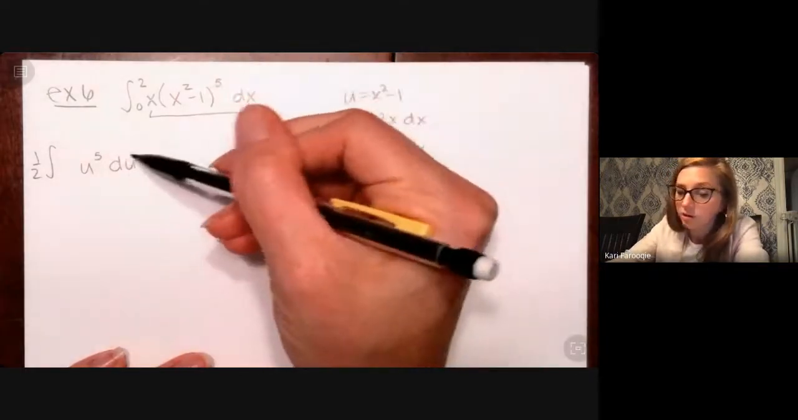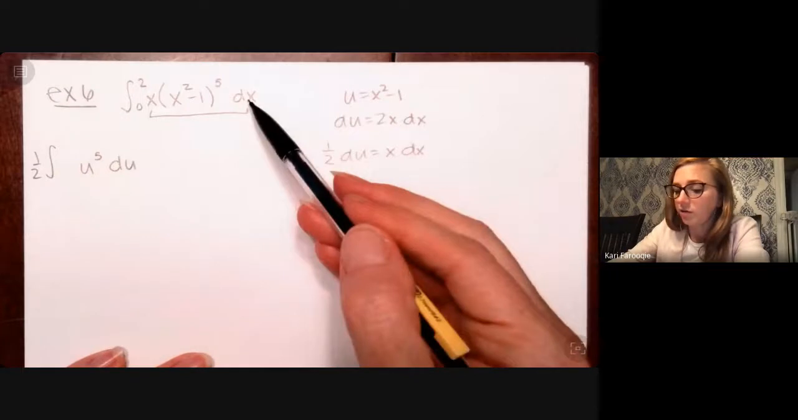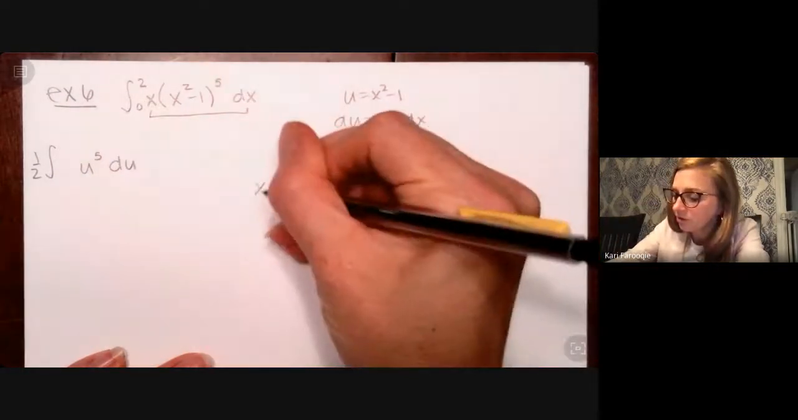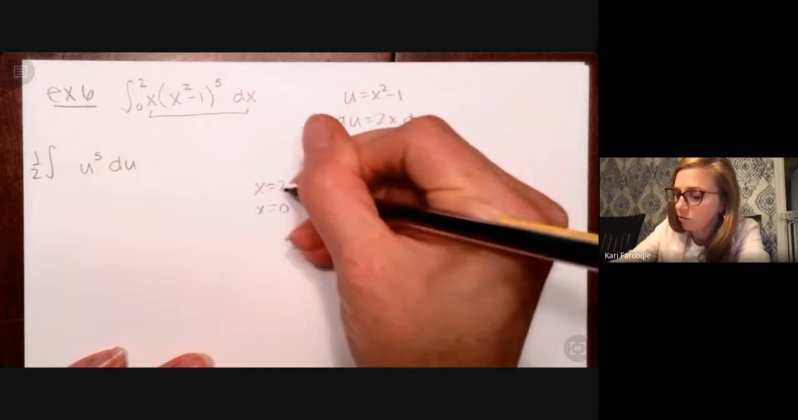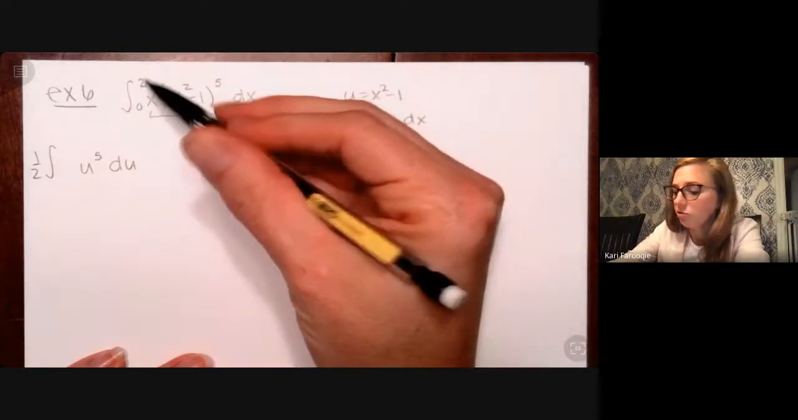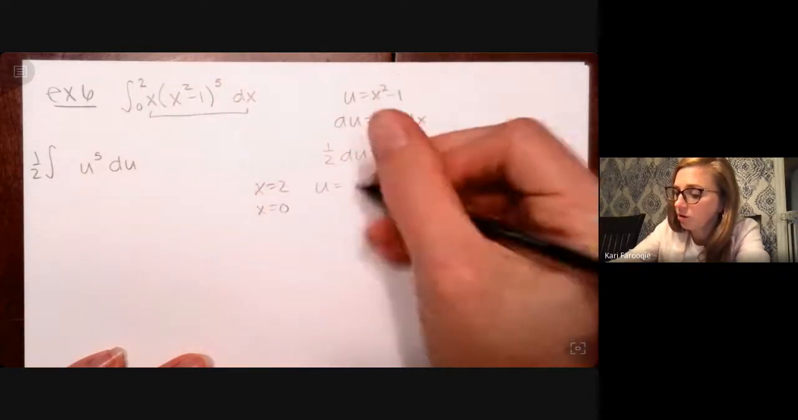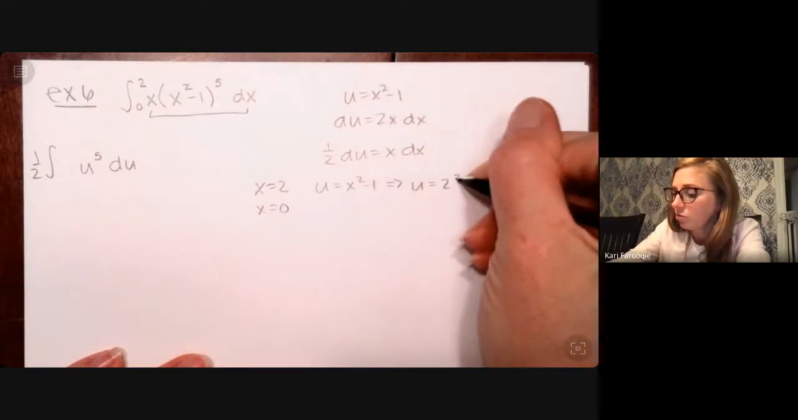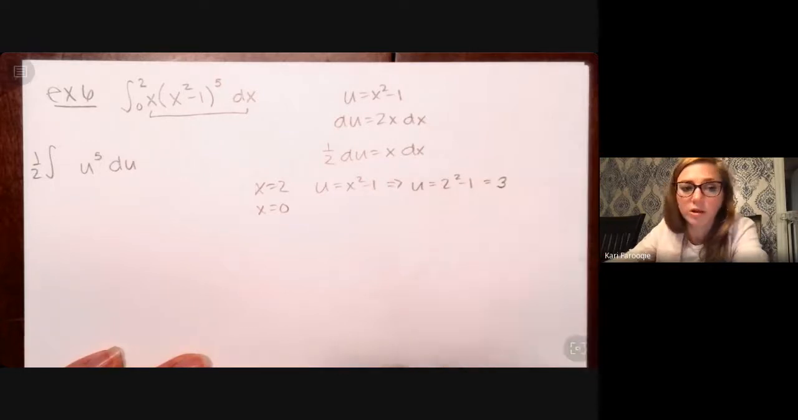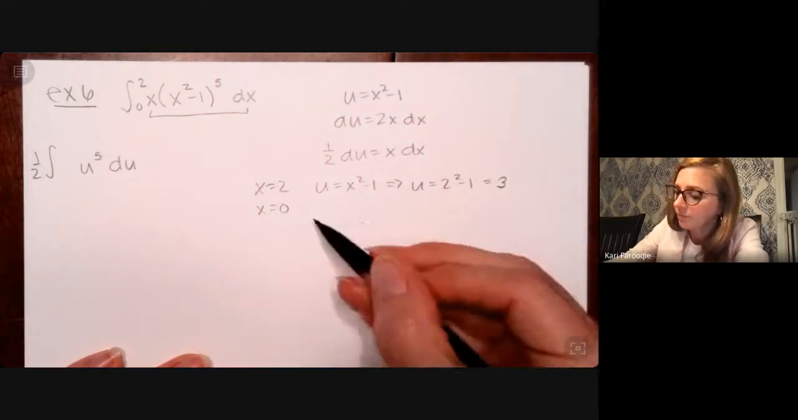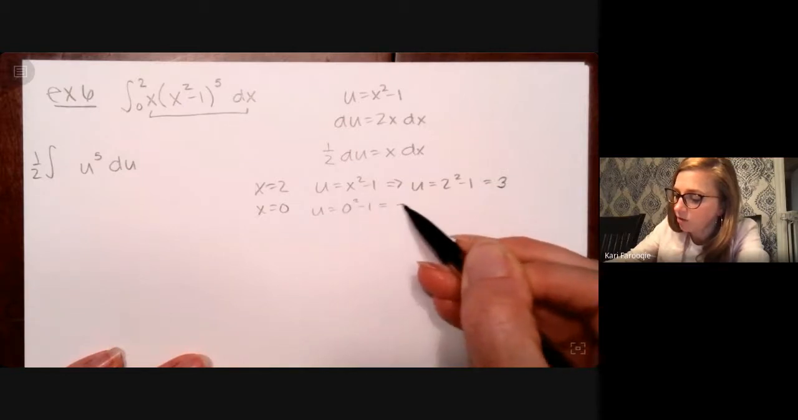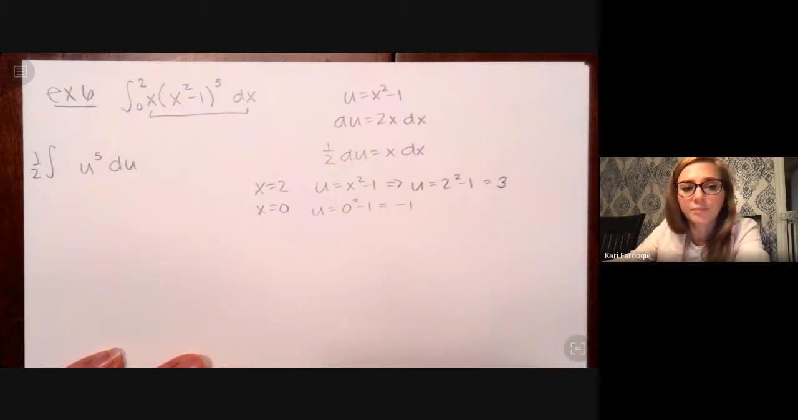Now we're dealing with a u function, not an x function. So if x went from 0 to 2, I'm going to write these in the same order in which we're seeing them vertically. X went from 0 to 2. Well, I know that u is x squared minus 1. So u is 2 squared minus 1, which is 3. See how this goes? 0 squared minus 1 is negative 1.